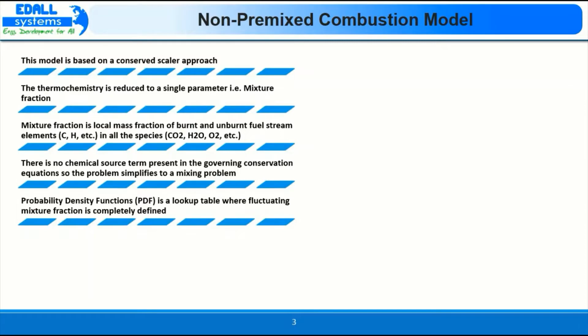When we are using this mixture fraction approach, there is no chemical source term present in the governing conservation equations which we defined earlier, that is the species equations, and so the problem simplifies to a simple mixing problem. Also in this model, a probability density function, that is a lookup table, is used where the fluctuating mixture fraction can be completely defined. We will get to know what this PDF or lookup table is, how we calculate it, and how we incorporate it in the simulation.